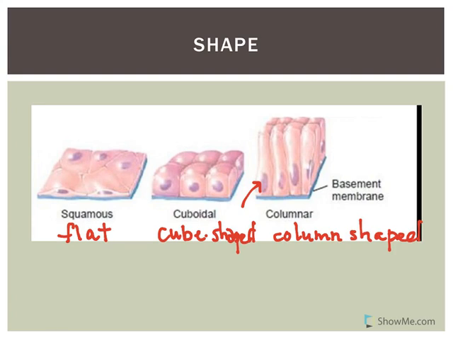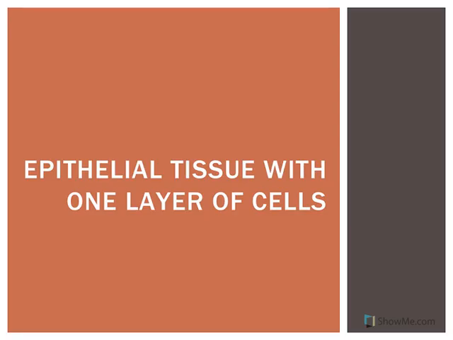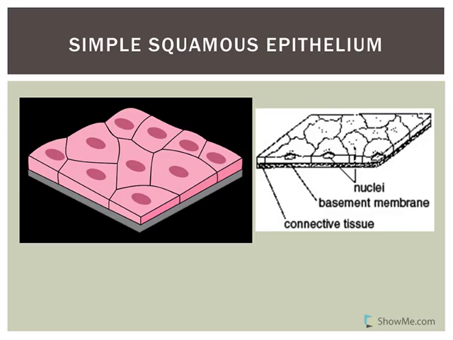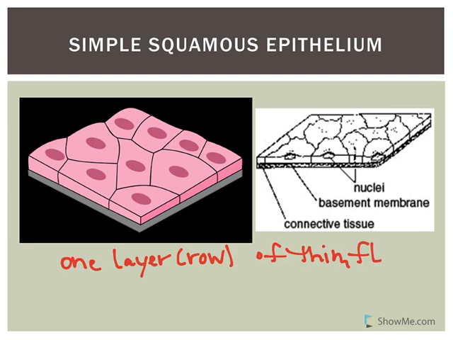Now, the first thing we're going to look at is all the types of simple epithelium. So these are epithelial tissues with only one layer of cells. So the first one is simple squamous epithelium. So this is one layer, or one row, you can say row or layer, of thin, flat cells.